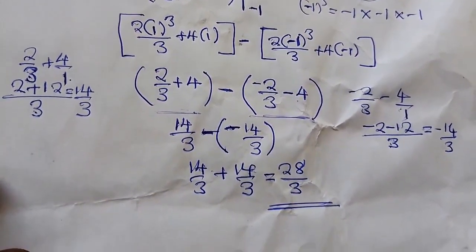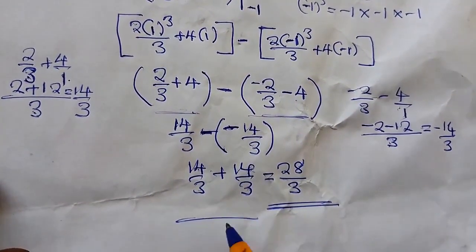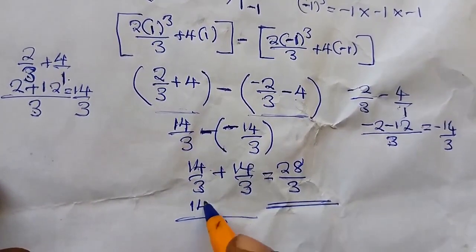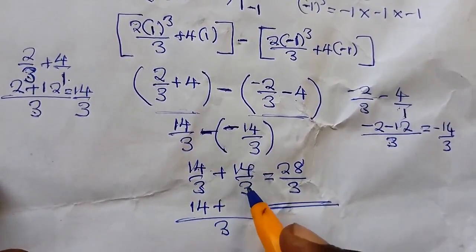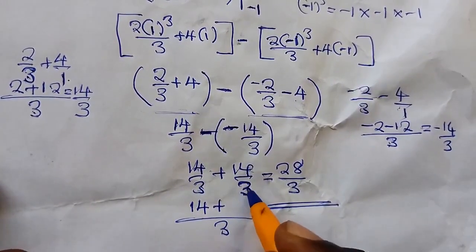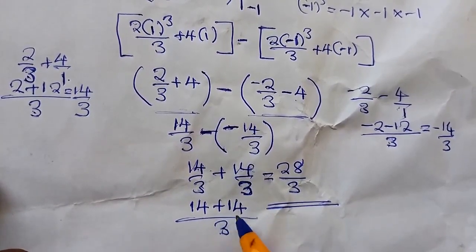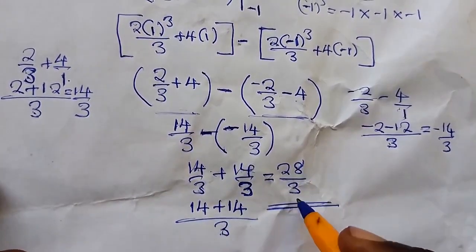This is your what? Your answer. So I just did this. Common denominator 3. 3 into 3 is 1. 1 times 14 is 14 plus, we've got this one, 3. 3 into 3, 1. 1 times 14 is 14. 14 plus 14 is 28 over 3.